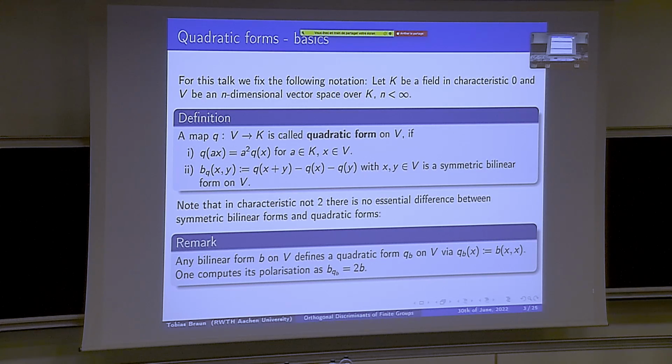This is due to the following remark. If we have a bilinear form B on the vector space, then you can always define a quadratic form by saying the quadratic form Q_B of x is B(x, x), so you put the same vector in both arguments. You can easily compute that this is a quadratic form, and its polarization will be 2 times B. So if you can divide by 2 in your base field, you get the same again.